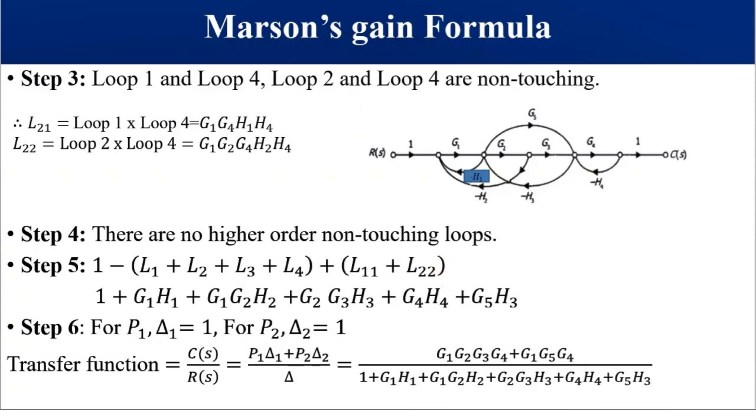We are now adding these two non-touching loops. So what is our determinant? It's 1 minus the gain of the loops plus the gain of non-touching loops. If you simplify, you are going to get this. Then we are now going to make use of Mason's gain formula: this plus this. But please take note that all our loops touch the forward paths, so this is equal to 1, and this is equal to 1. If we eliminate them, eventually this is our transfer function of this signal flow graph.